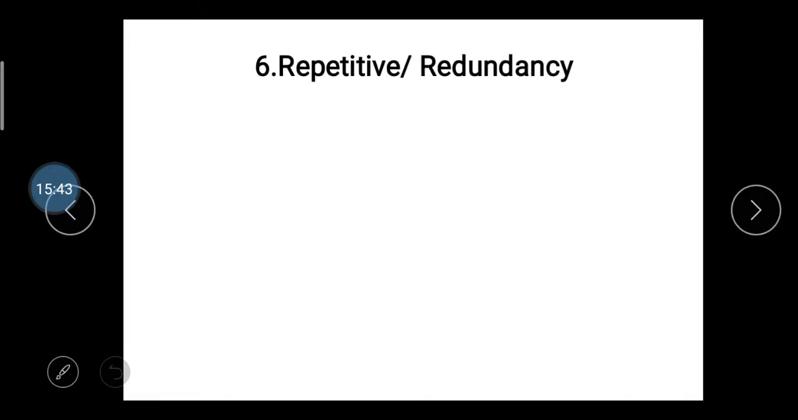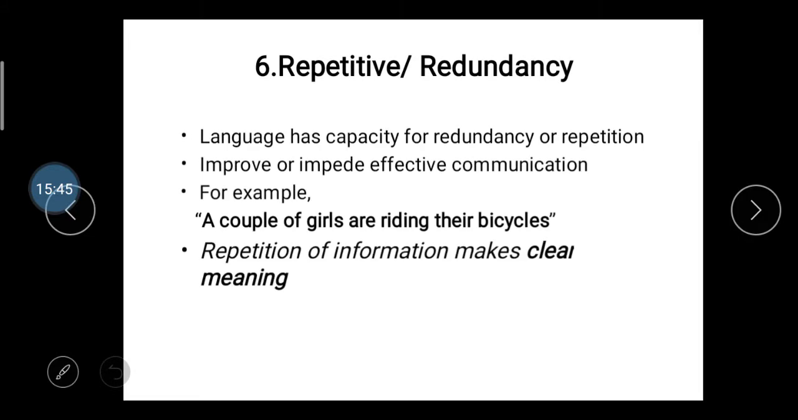Then after, repetitive. Language has the capacity for repetition, which aids effective communication. For example, a couple of girls are riding their bicycles. There, the repetition of information makes the meaning clear. Sometimes repetition of words creates a clear meaning in the mindset of the receiver.